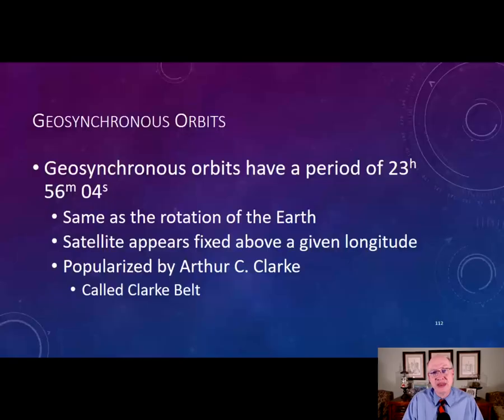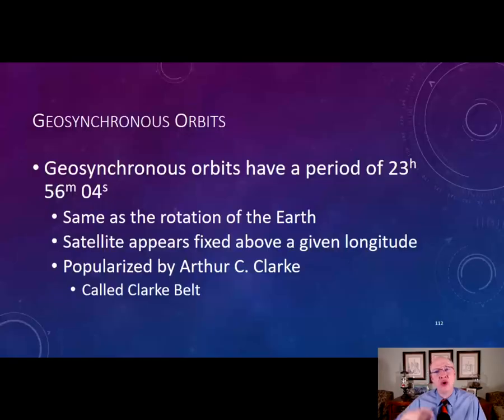The difference between the two comes from the fact that the Earth is also orbiting the sun. And if we see the sun today, tomorrow when we're over here, the Earth has to rotate a little bit longer to get the sun to come back. And so the Earth has to rotate an extra 3 minutes and 56 seconds every day for the sun to come back to noon. So the actual rotation period of the Earth is 23 hours, 56 minutes, and 4 seconds.